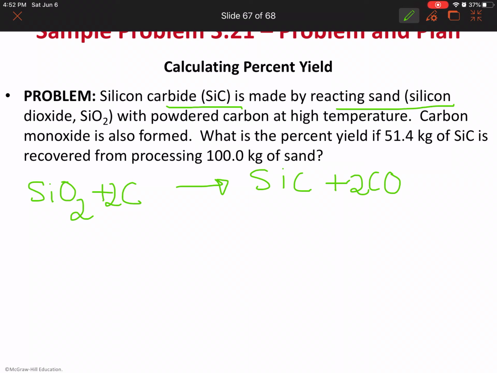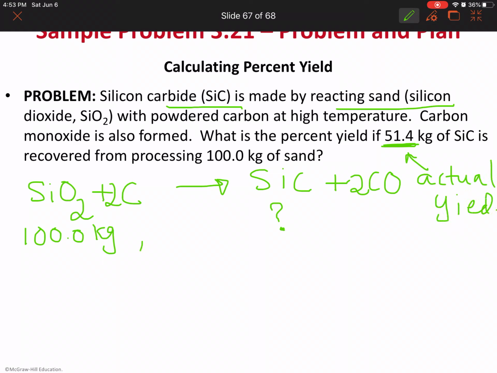Carbon monoxide is also formed. What is the percent yield if 51.4 kilogram of silicon carbide is recovered from processing 100 kilogram of sand? So 100 kilogram of SiO2 is used. We want to find out the percent yield if silicon carbide is recovered, so we need to find out the theoretical yield. If 51.4 kilogram is recovered, this number is going to be your actual yield.